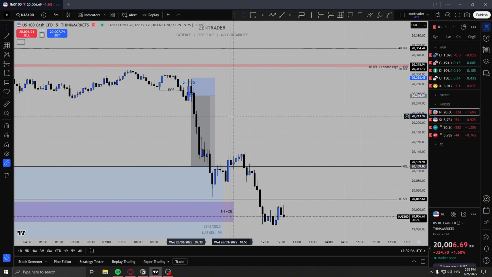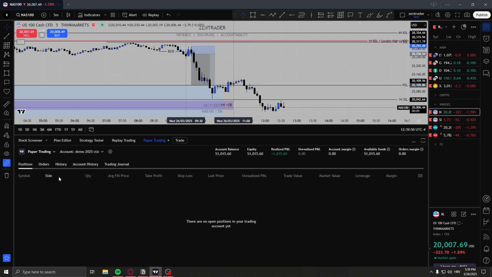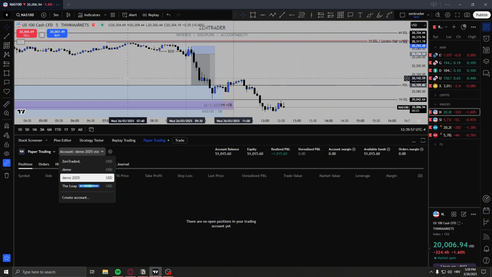I'm gonna document it as well. And yeah, that's about it. One thing next week also, what I'm going to start doing is, as you can see, I signed up to the Leap right here. That's starting on the 1st of April, so I'm gonna be trading that.